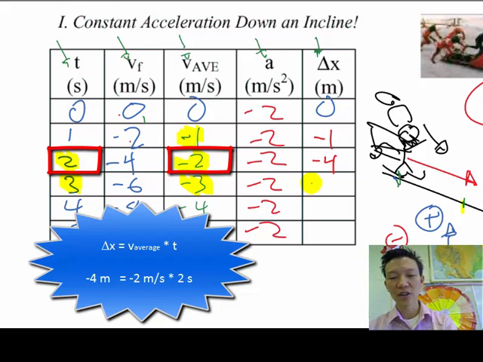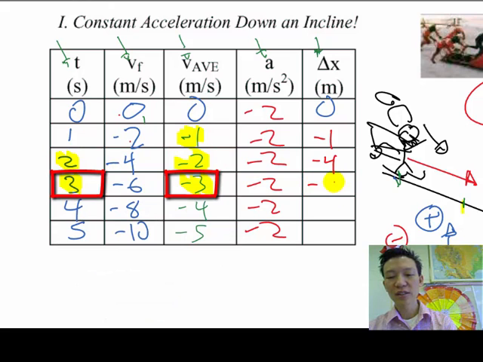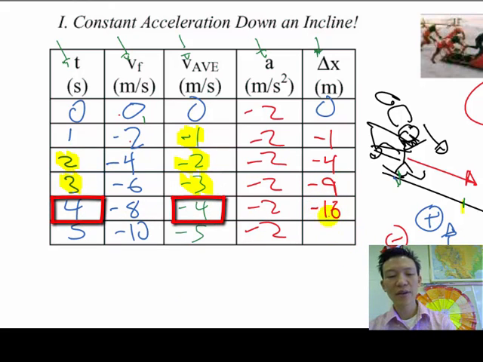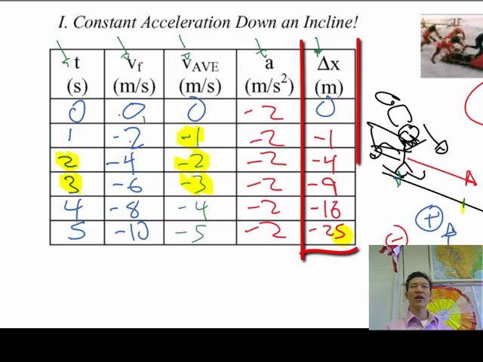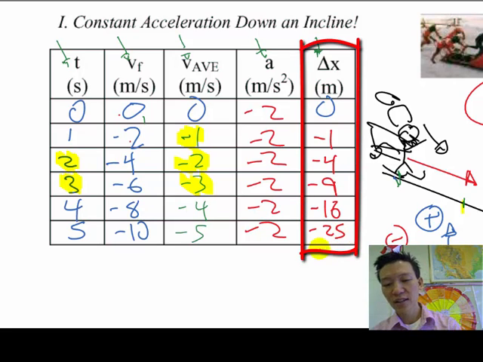So how about after 3 seconds? You're going to go what? How far down the hill? 3 times 3 is 9 meters. How about after 4 seconds? 16. How about after 5 seconds? How far, guys? 25. Hey, wait a second. Is there a pattern there? 1, 4, 9, 16, 25. What are you guys seeing there? What would be next? 36, 49.